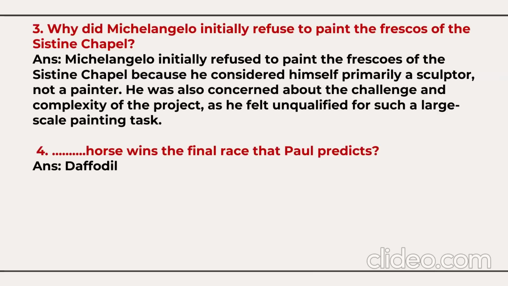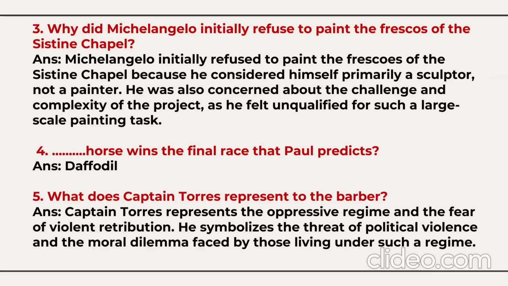Which horse wins the final race that Paul predicts? It is Daffodil. The name of the horse here is Daffodil. What does Captain Torres represent to the barber? Captain Torres represents the oppressive regime and the fear of violent retribution. He symbolizes the threat of political violence and the moral dilemma faced by those living under such a regime.